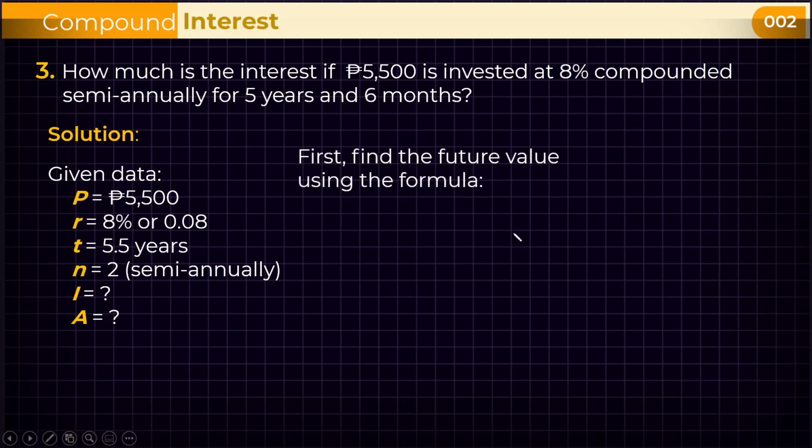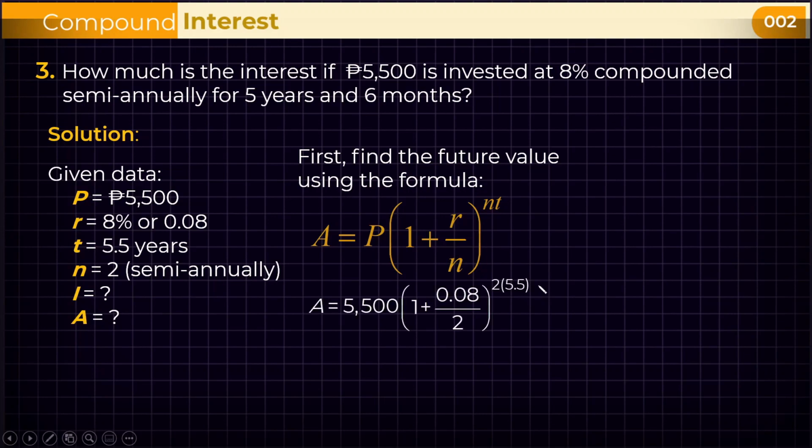Finding the future value, we use the formula A is equal to P quantity 1 plus R over N raised to the power of NT. Substituting our givens, 5,500 times 1 plus 0.08 over 2 raised to the power of 2 times 5.5. And that's actually equal to 11, as we all know. This is a more simplified step: 5,500 times 1.04 raised to the 11th power. And eventually, by simplifying that further, we have 8,467 pesos as our future value.